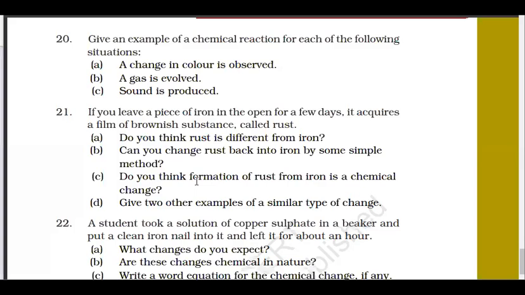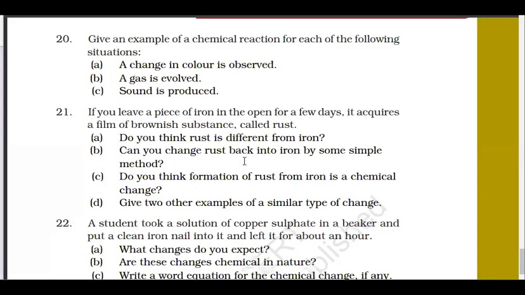If you leave a piece of iron open for a few days, it acquires a film of brownish substance called rust. Do you think rust is different from iron? Yes or no? That's it. Yes. Rust is iron oxide and it is different from iron. Very good. Right? So you have to write like this: yes, rust is different from iron as rust is iron oxide.